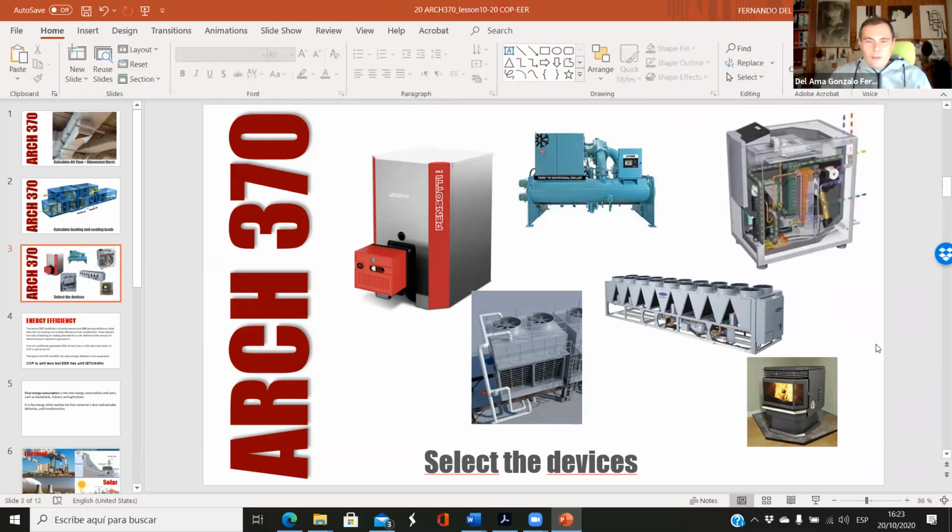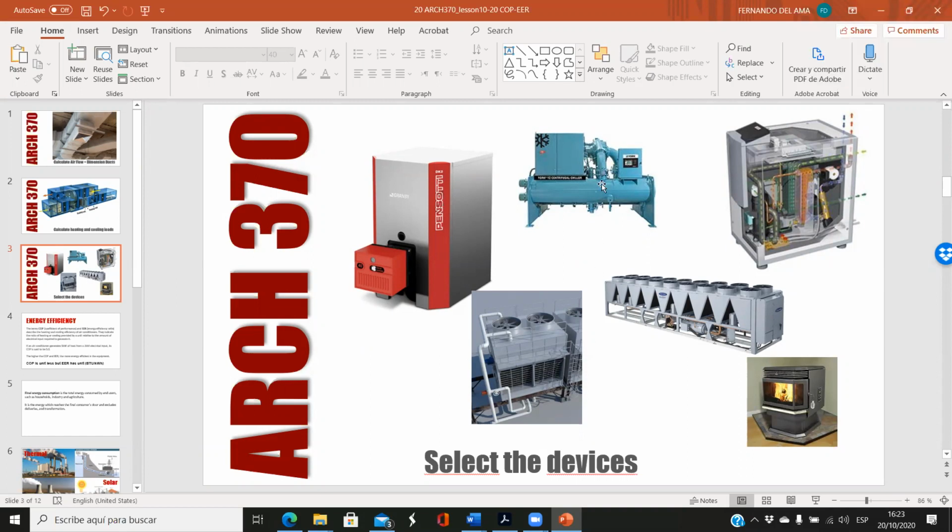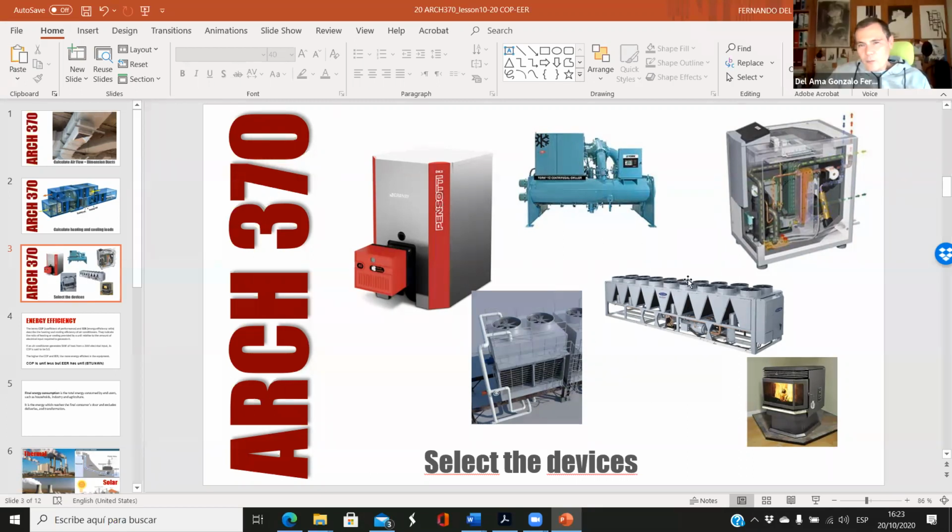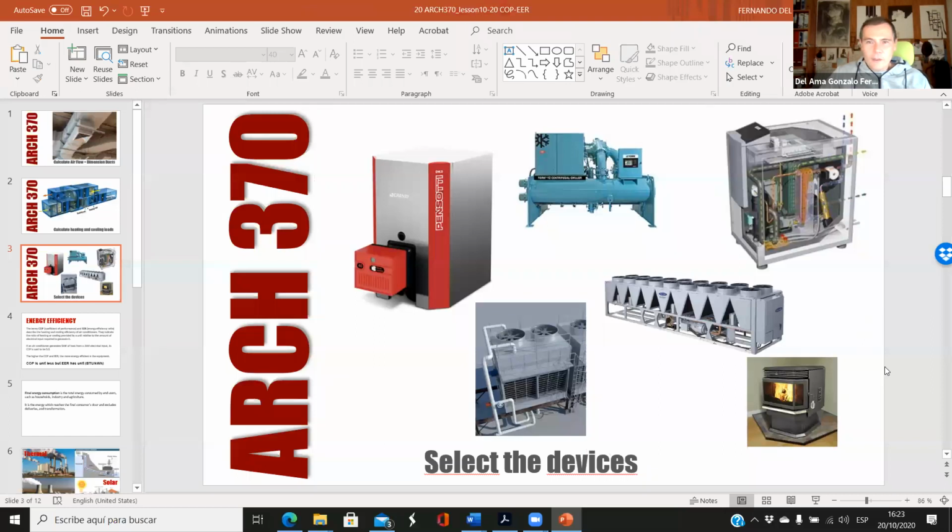Are there more? Well, when it comes to energy producers, I think 99% of buildings will use one of those, or we can combine those devices. We have boilers, fossil fuel boilers, which can be gas, oil, whatever. We have pellet boilers, water-cooled chillers, air-cooled chillers, heat pumps, and cooling towers. So if we have this, I think we can cover most of the buildings that we're going to design. But now, what is the next step?